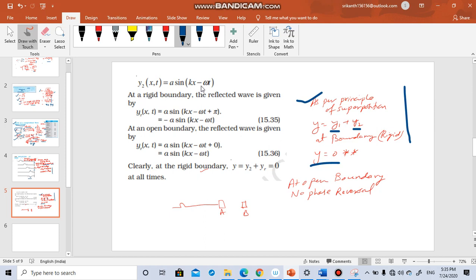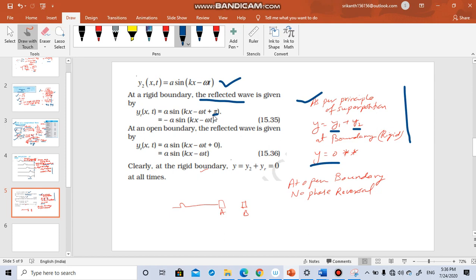Originally the wave equation was this. Now after it went under reflection, what will happen? You have to add a phase now. There is a phase change. This equation can be understood as kx minus omega t plus 0. Initially there was no phase. Now after hitting there is a phase change, so it is plus pi. So it is sine of theta plus pi. You can understand it like that. Sine of theta plus pi means adding 180.